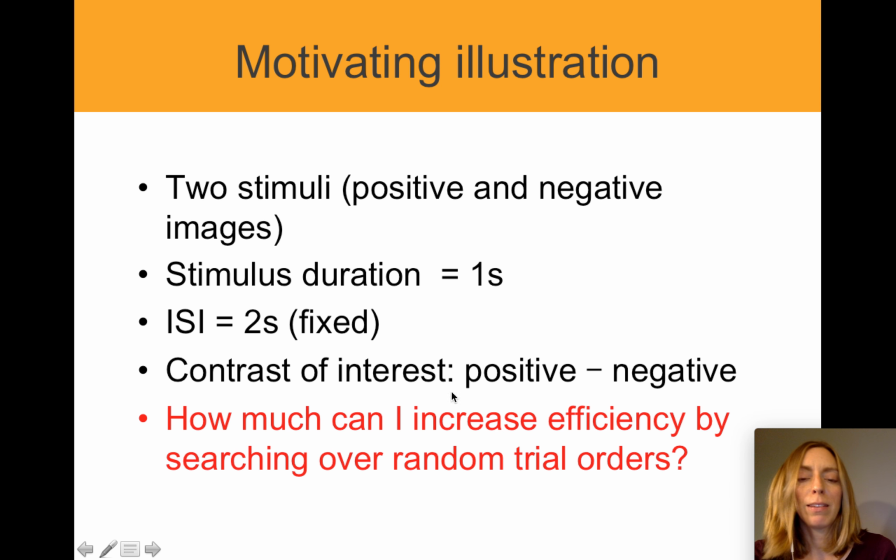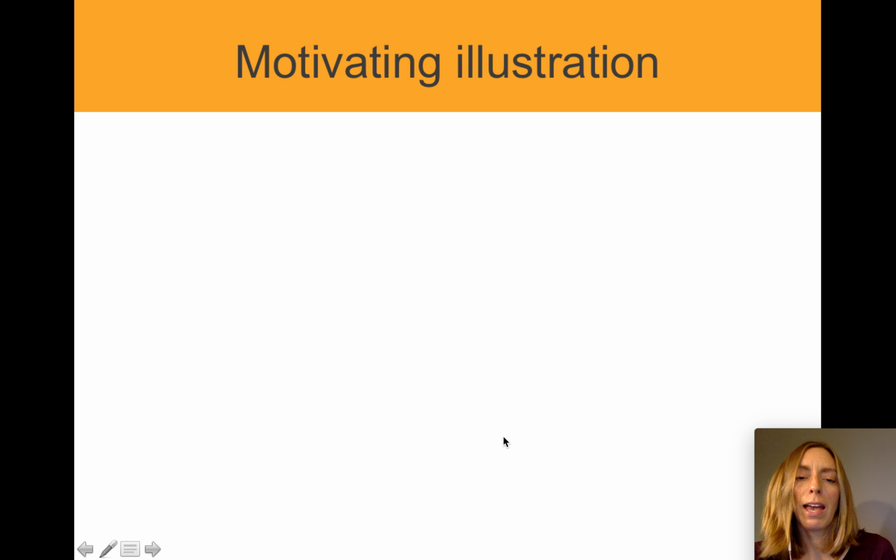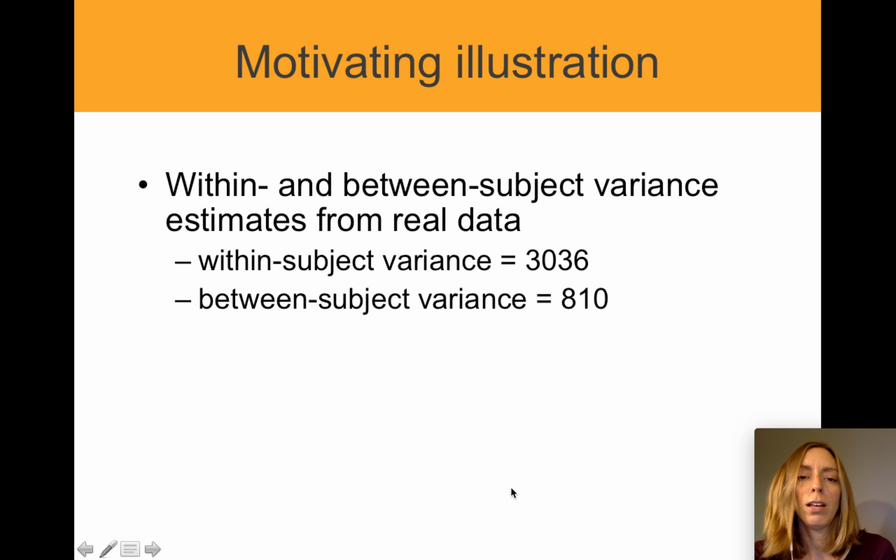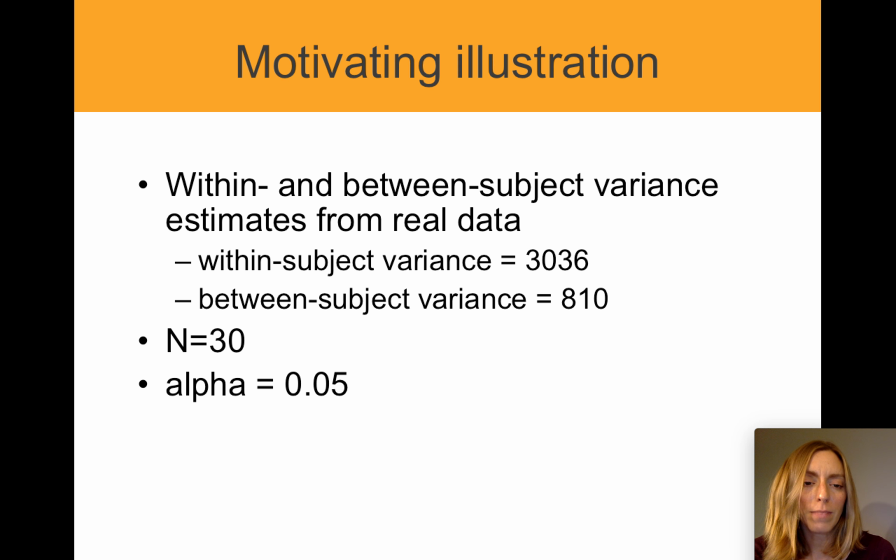And then I picked the best and the worst. And once I had those, I could compute power, in this case, because I had variance estimates. The within subject variance was 3,036. These are arbitrary units. The between subject variance was 810. I fixed the sample size at 30 because, again, the exercise here is that we can't change our sample size. And the alpha, the cutoff for significance, is 0.05.